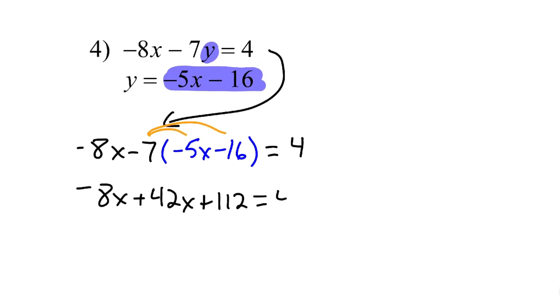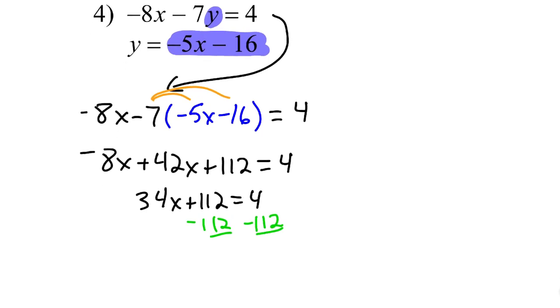And that's going to be equal to 4. Now I'm going to combine the negative 8x and the positive 42x to get 34x plus 112 is equal to 4. Next I will subtract 112. When I do that, I'll get 34x is equal to negative 108.